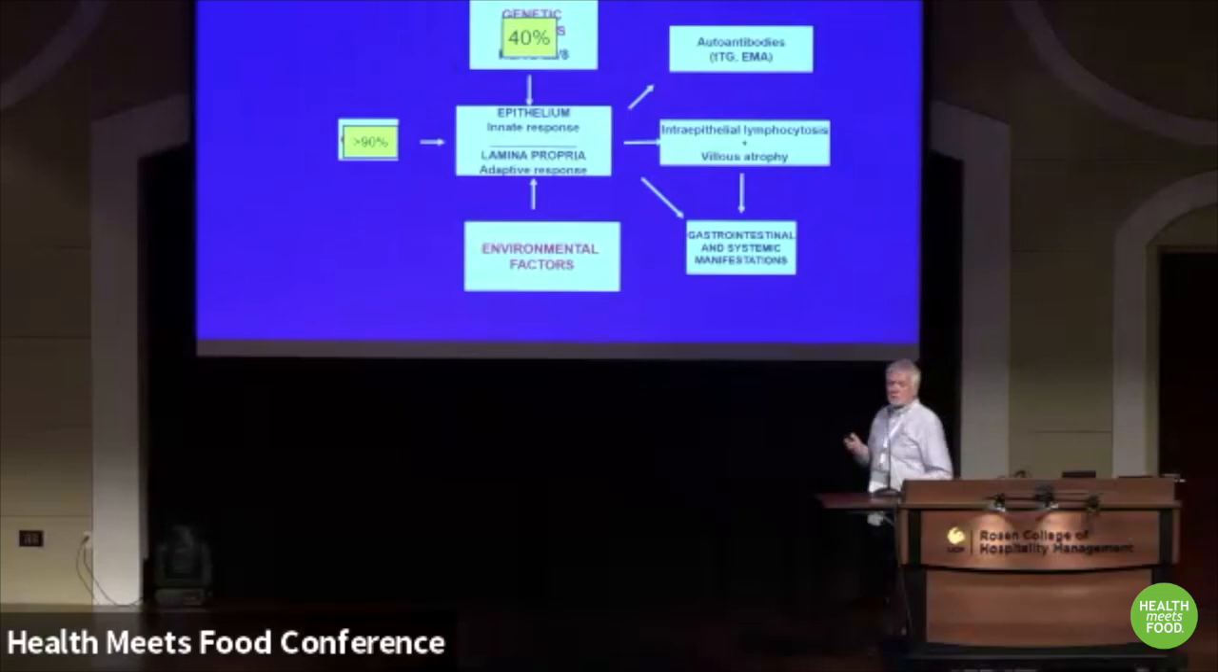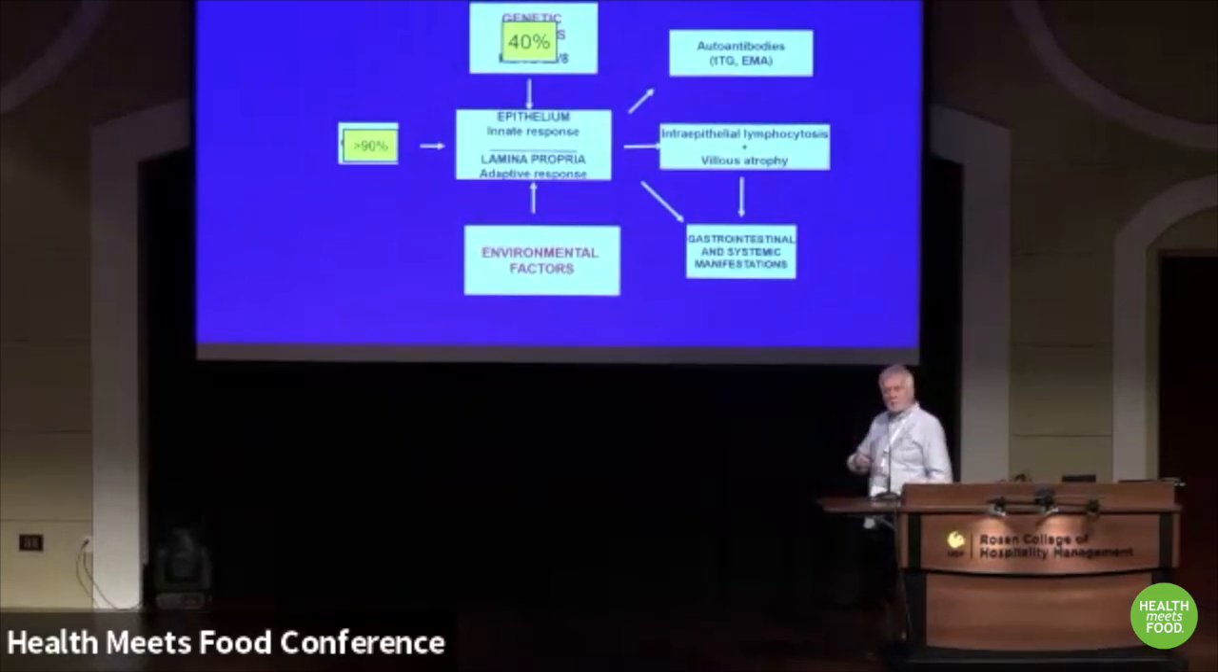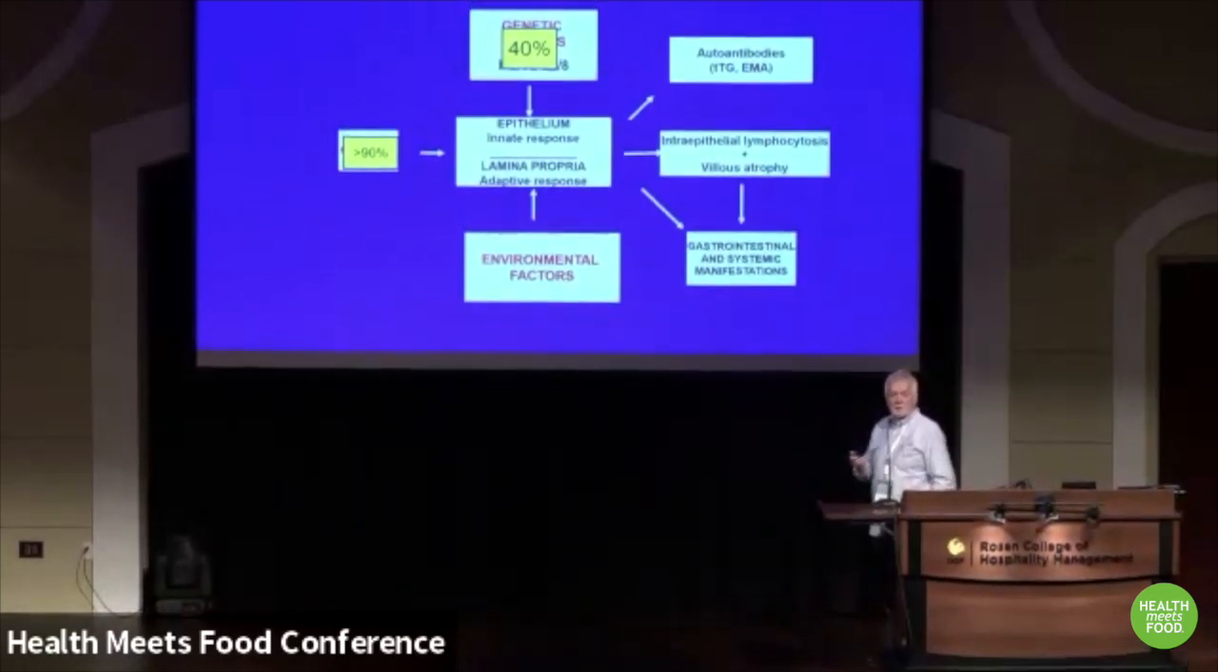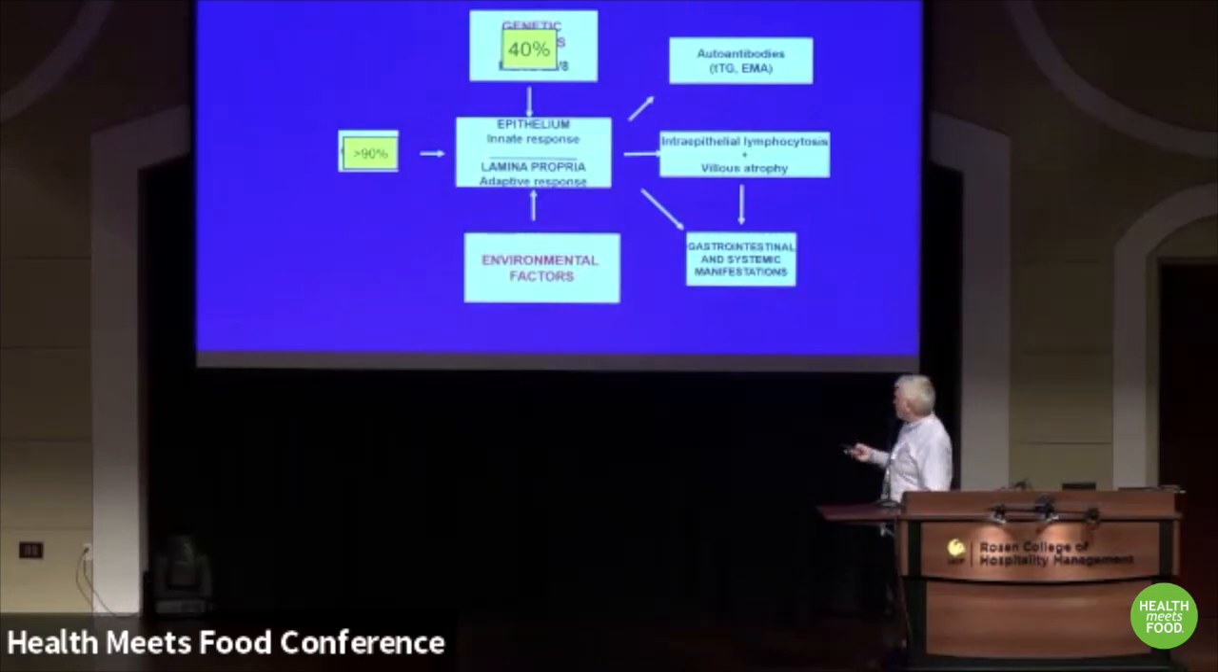40% of us have these genes. We recently did some work with 23andMe, and it was 39% scattered all around the United States who had either HLA-DQ2 or DQ8. And more than 90%, like 98% of us are eating gluten. However, only 1% get celiac disease. So it's therefore considered that these environmental factors are prominent.